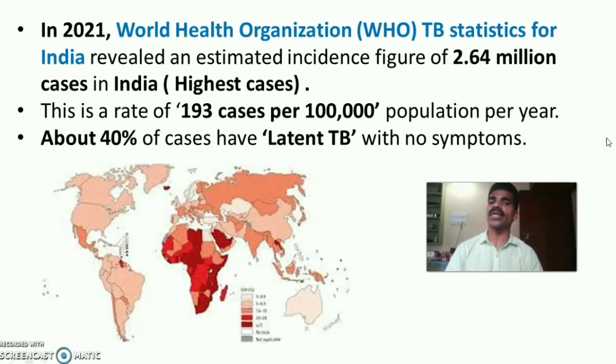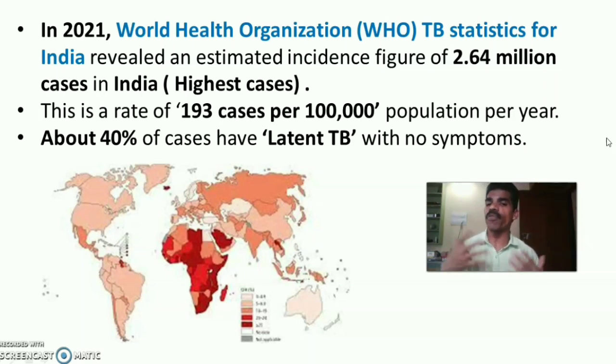According to World Health Organization TB statistics for India 2021, there was an estimated incidence of 2.64 million TB patients. So this is a rate of nearly 193 cases per 1 lakh population per year. So in India, per 1 lakh population, there are 193 cases in a year.